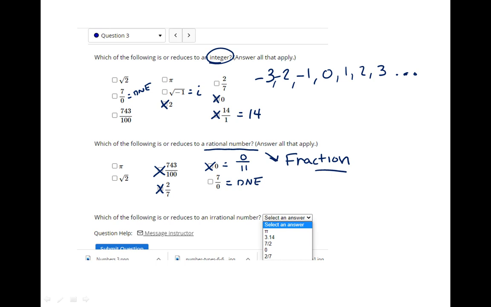Which of the following is or reduces to an irrational number? 3.14, don't be confused by that. That's an estimate of pi, but it terminates. So pi is what you're going to want to circle there for the irrational.